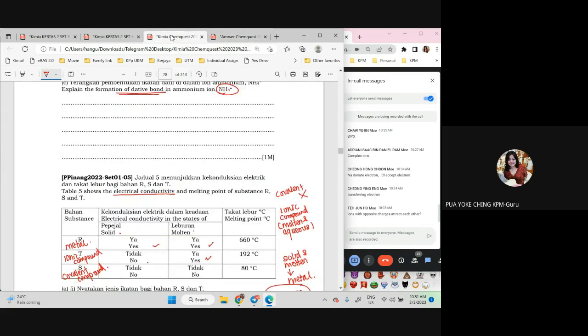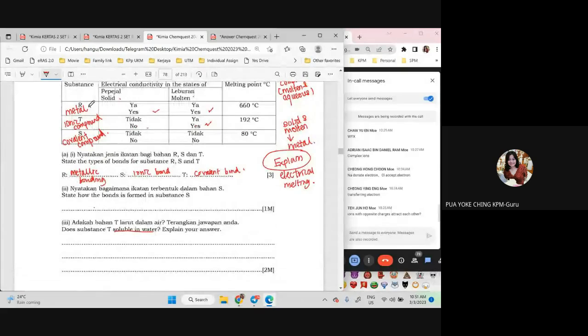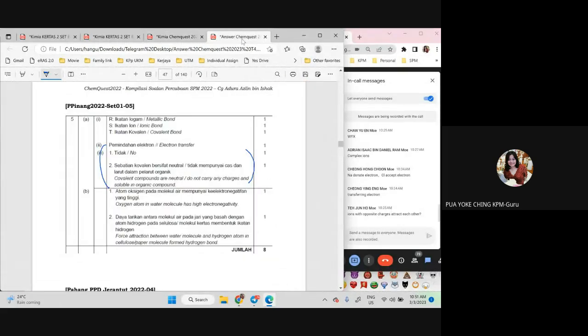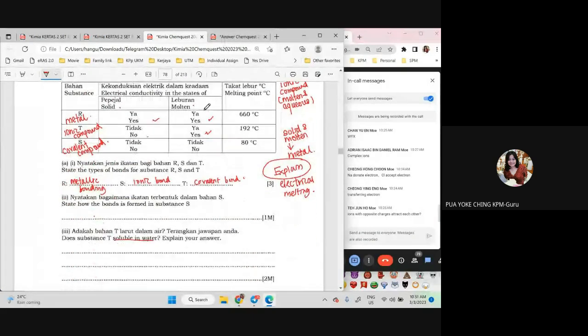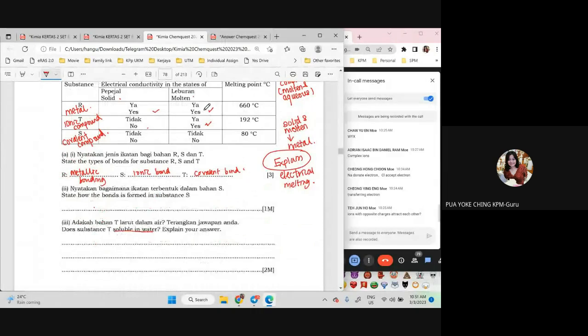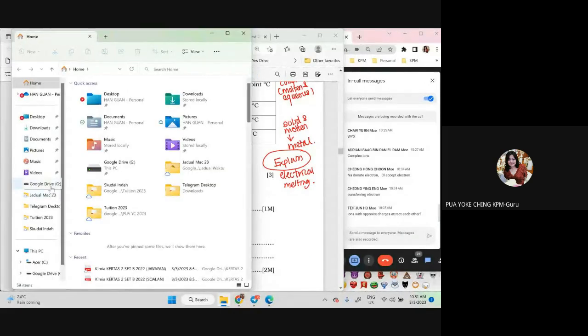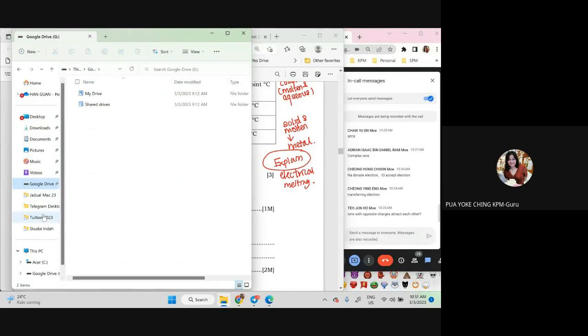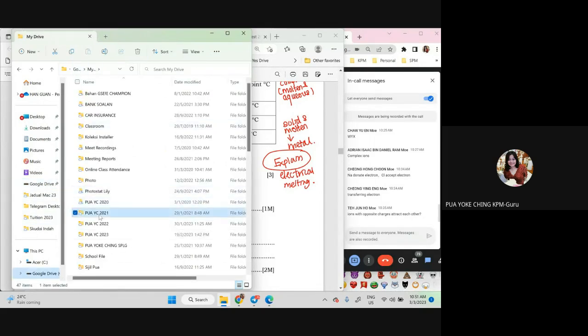Wait ah. It asks you, is it soluble? T is ionic compound. It should be soluble. Jawapan dia salah. Ke saya salah tengok? Okay. This one, I need to buka buku teks. Because this is not new lah. Dia jarang tanya. So we need to read through a bit.